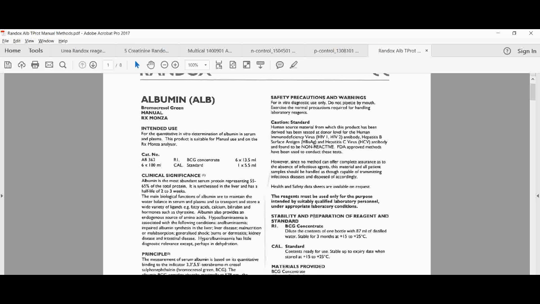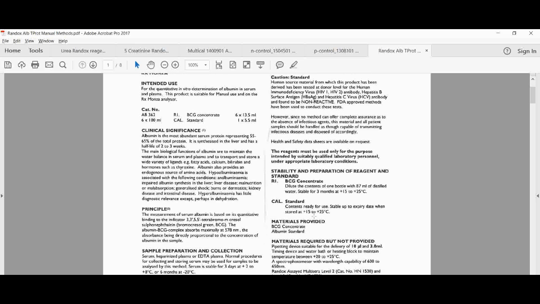Then other information that it gives on this package insert is: the reagent must be used only for the purpose intended by suitably qualified personnel under appropriate laboratory conditions. So once again, it's a disclaimer, the manufacturer trying to protect themselves, so that in case you contaminate yourself, they told you this is dangerous material and to be careful. So just be aware of that.